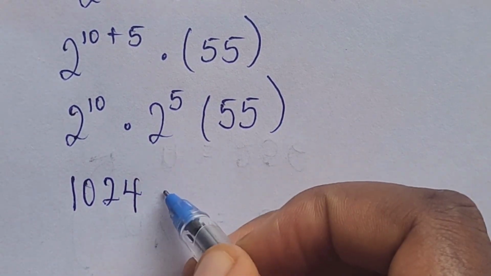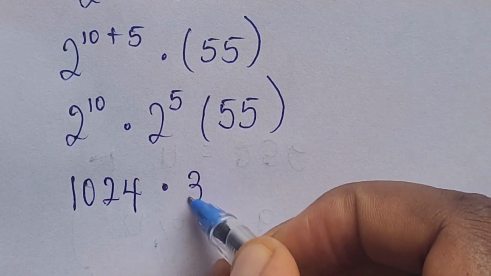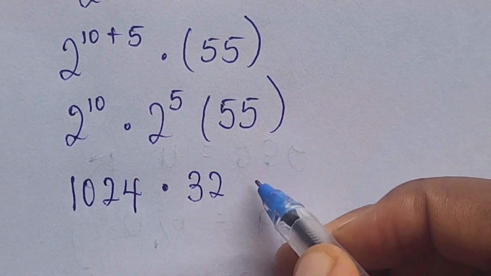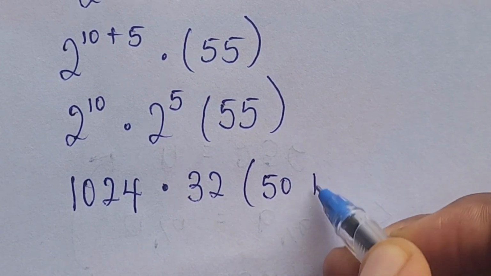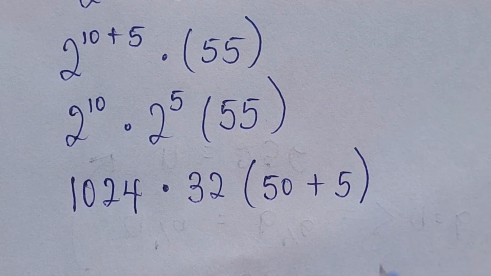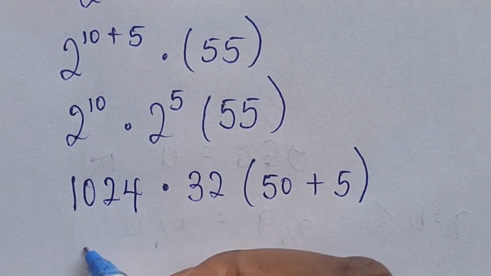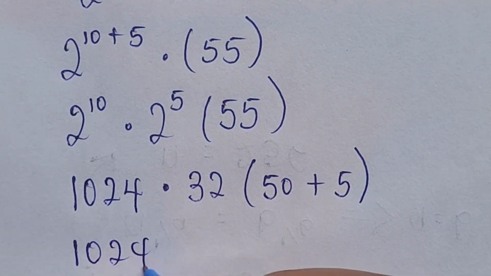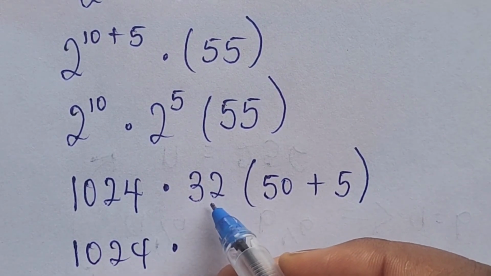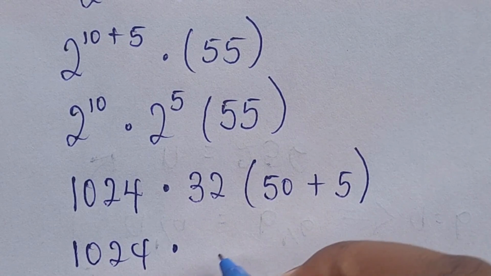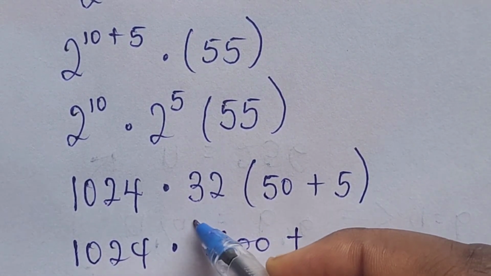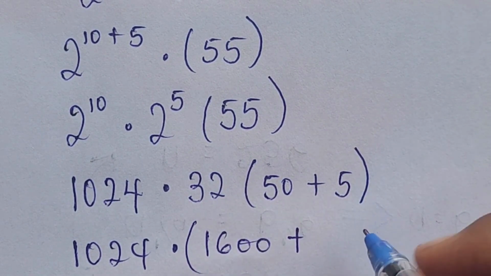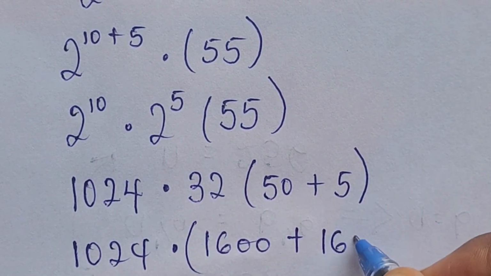1024, and our 2 to the power of 5 is 32, and we can split this 55 to be 50 plus 5. So we can have 1024 times 32 times 50. When we multiply, we have 1600 plus 32 times 5, we have 160.